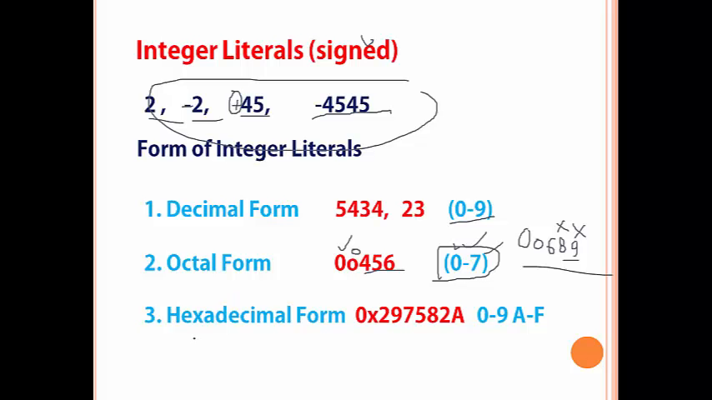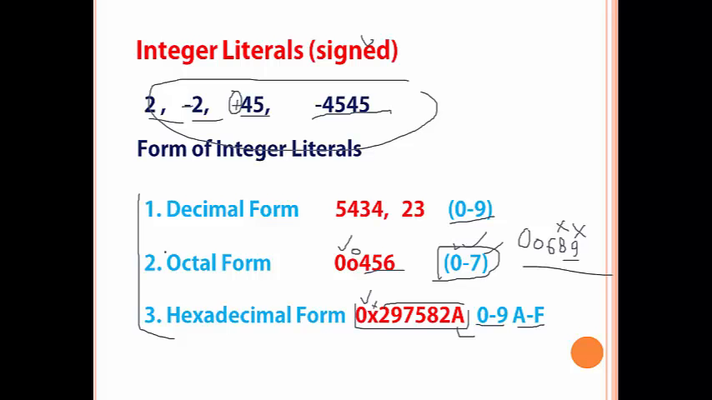Hexadecimal numbers are numbers that are made up of 16 elements, the digits from 0 to 9 and the letters from A to F. And this is how we write it. Starting from 0 followed by X. X means hexadecimal, and then the number is followed by A or B or C up to F. So these are the three forms of integer literal. So these are the real numbers.